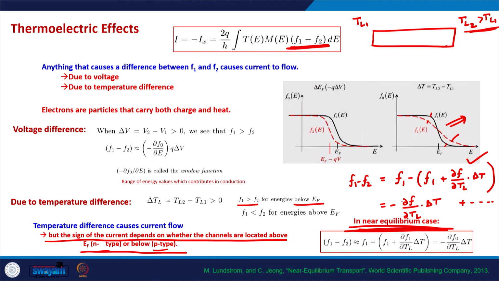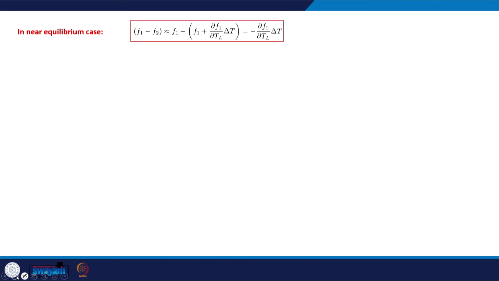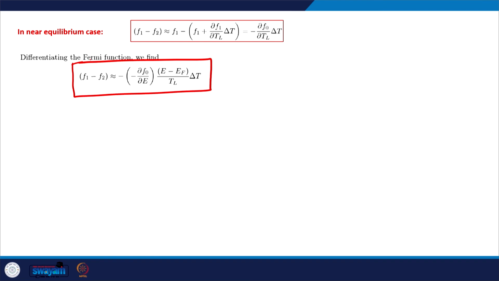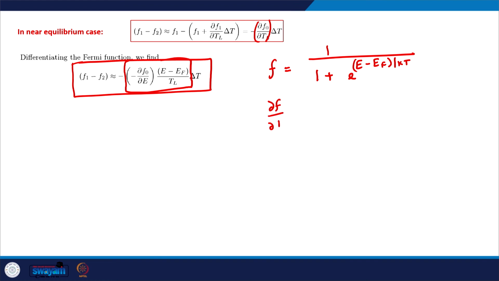Okay. Now, what is del F by del T? Let us try to see that. Del F by del T is essentially this number, but how do we get this number? Del F by del T is actually this particular number. So let's quickly try to do this maths. F is 1 divided by 1 plus exponential E minus EF by KT. What is del F by del T?